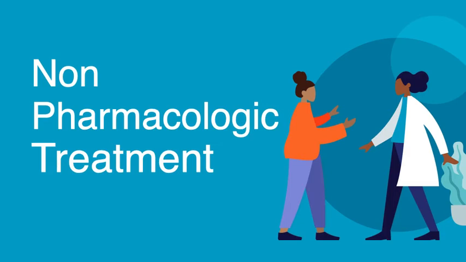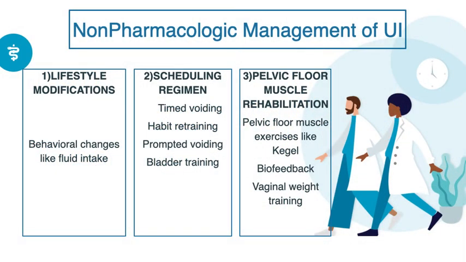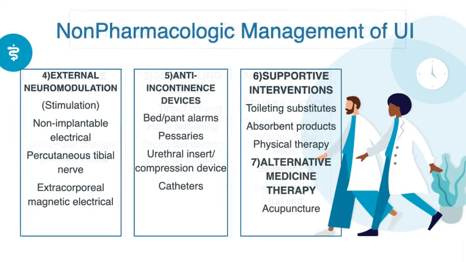Non-pharmacologic management of urinary incontinence are the following: lifestyle modifications, scheduling regimen, pelvic floor muscle rehabilitation, external neuromodulation, anti-incontinence devices, supportive interventions, and alternative medicine therapy.